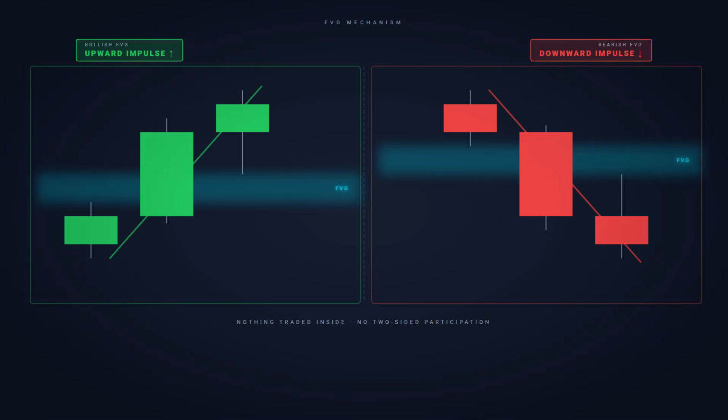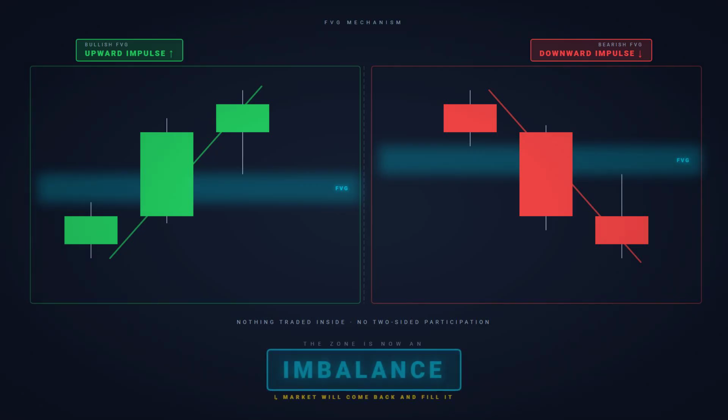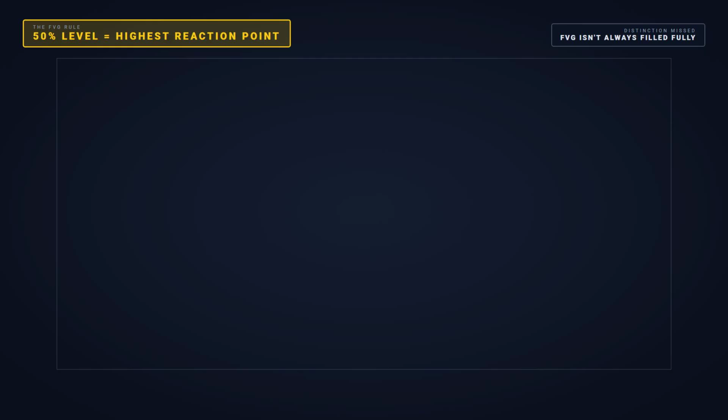Look at this 3-candle sequence on screen right now. Candle 1, candle 2, that's your aggressive middle candle. Candle 3, see the space between the wick of candle 1 and the wick of candle 3. That space is the FVG. Nothing traded inside it, price went through it without any two-sided participation. That zone is now an imbalance, and the market has a mechanical tendency to come back and fill it. Here's the cause and effect of why that return happens.